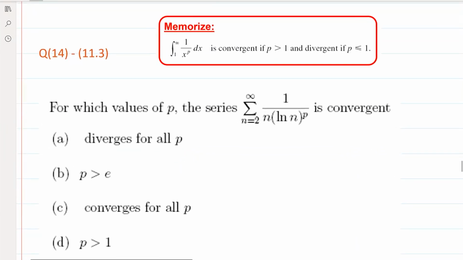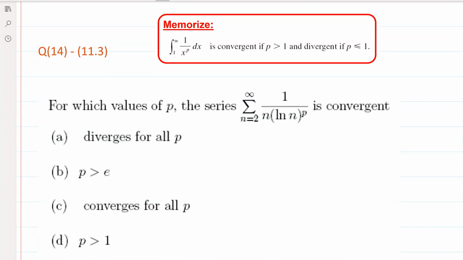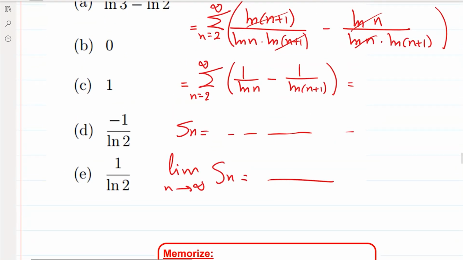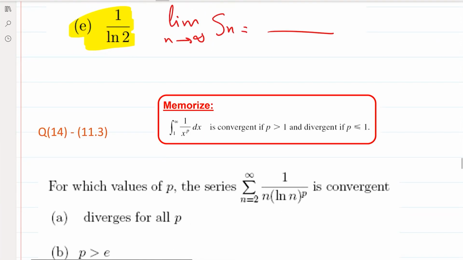Again, see this example here. Can you give us the answer in the previous question, the final answer? What's the answer? ln 2, right? Or what? It will be 1 over ln 2. Yeah, this one. Yes, it will be this one.